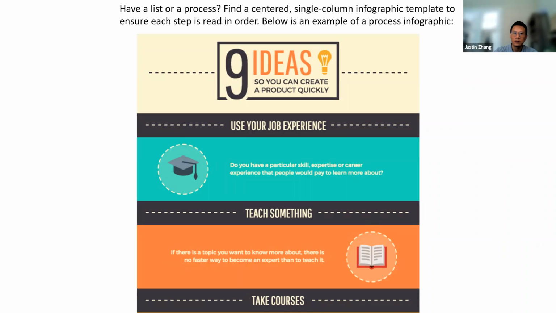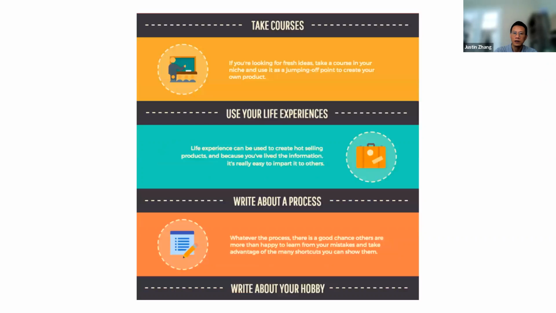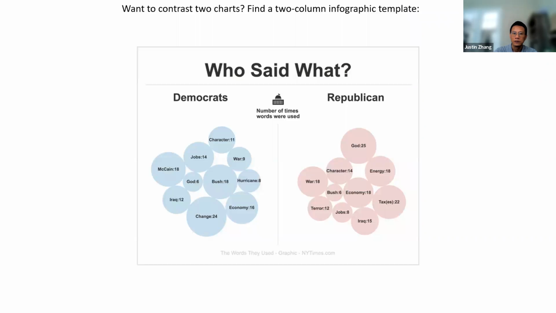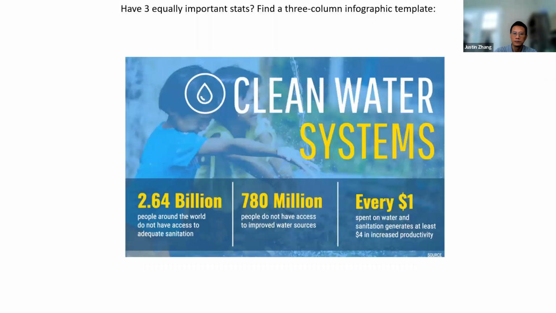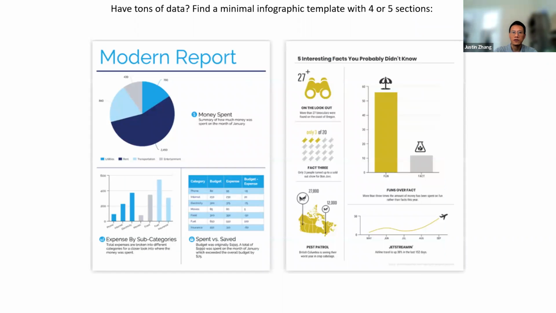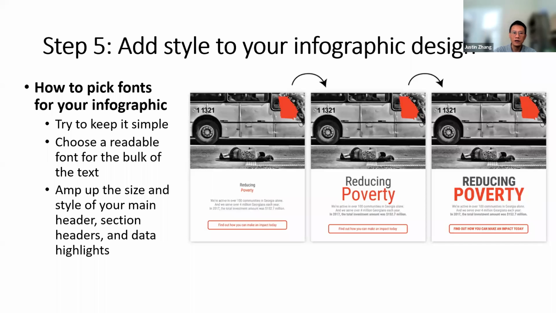So here's a list of process-based infographics. You can see it's more like a linear sequential layout. This one is a 2 column layout for comparison purposes. Here we have 3 equally important stats, so you can use this type of layout. If you have tons of data, you can use this multi-section layout for an infographic. The last step is to add style to the infographic design.